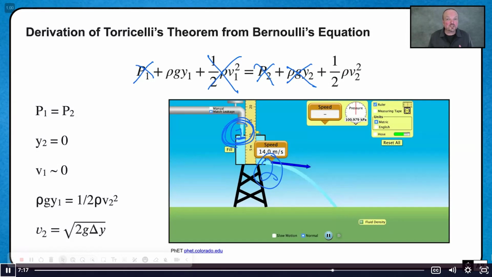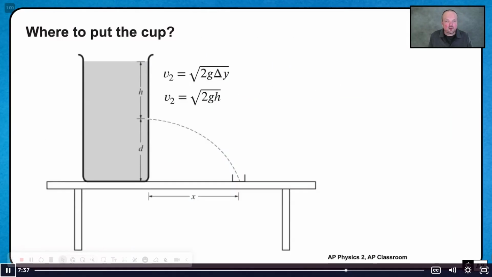It's as if water at the top of the water tower has gravitational potential energy, the water Earth system, and it is converted to kinetic energy as it falls, in effect, in the water tower. That's fascinating. So how can I use that to figure out where to place the cup? Well, I already know how fast the water's leaving the hole in my beaker or pop bottle, however you want to do it. And my Torricelli's theorem equation is v2 is equal to the square root of 2g delta y. In this case, the delta y is the depth of the hole, which is h.